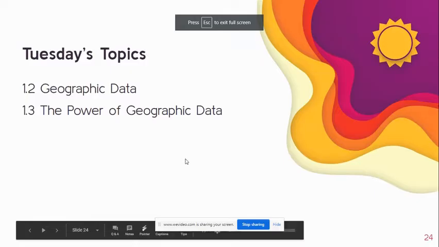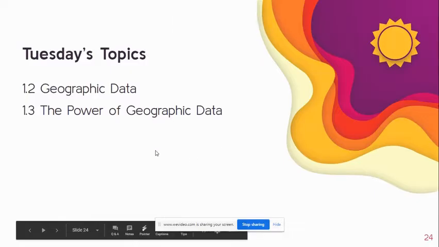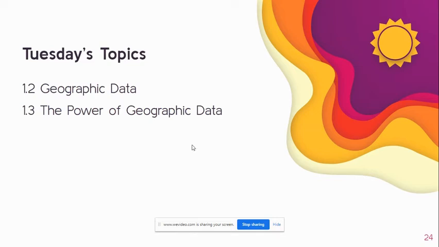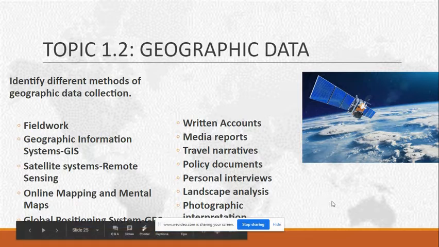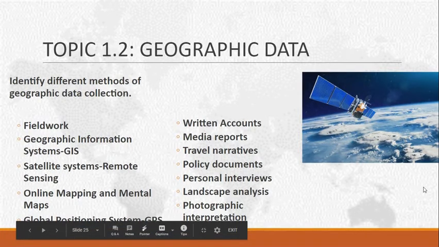Okay, hello. Today, Tuesday, we're going to focus on two different topics from the course guidelines for Unit 1: 1.2, which is geographic data, and 1.3, which is the power of geographic data. So basically, the topic is geographic data. You'll have a discussion post today related to these two topics, so we're going to talk a little bit about what we're discussing.